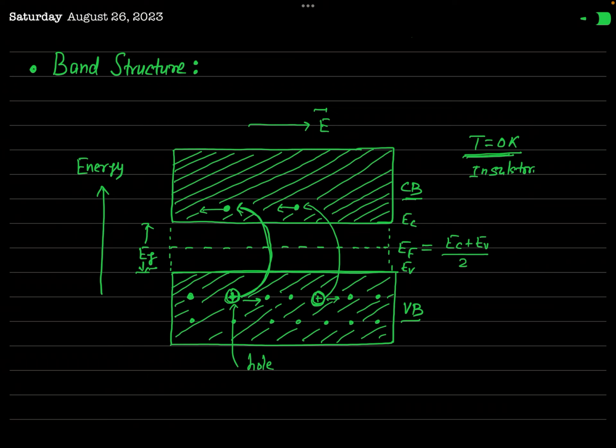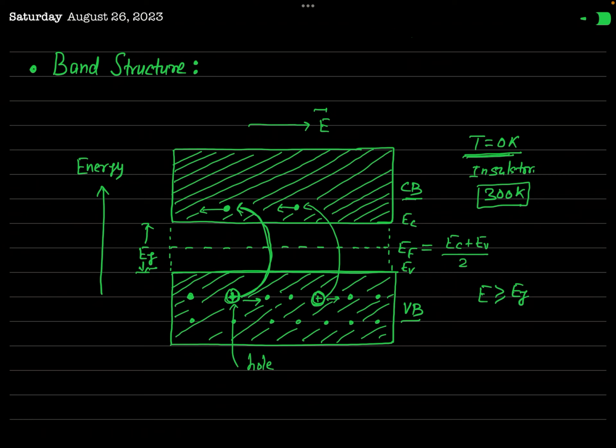But as the temperature is increased, let us consider the temperature becomes equal to room temperature, that is 300 Kelvin. Actually, even at room temperature, the electrons present in this valence band gain thermal energy. And if the energy gained by the electron is greater than or equal to Eg, then those electrons will jump from the valence band to the conduction band.